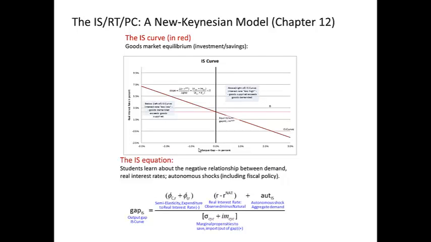Here's the IS curve. You can see the equation at the bottom. The equation tells us that there's an inverse relationship between the output gap and the real interest rate along the IS curve. The equation also includes an autonomous shock term, and we can see that the parameters of the equation include the responses of expenditures to changes in the real interest rate and also the marginal propensities to save and to import out of the output gap.